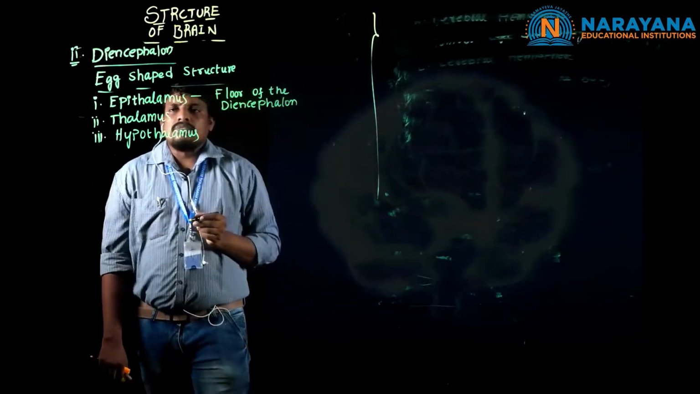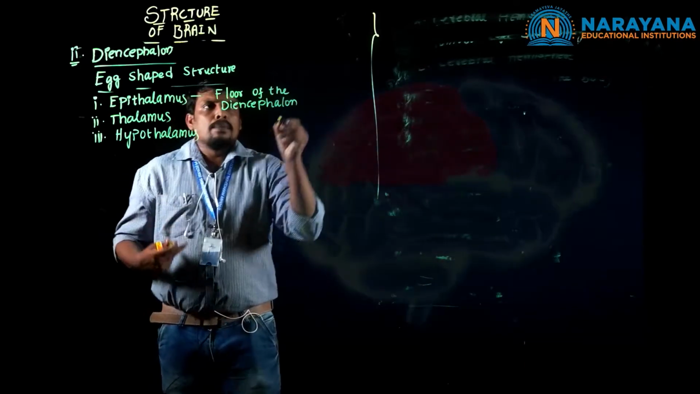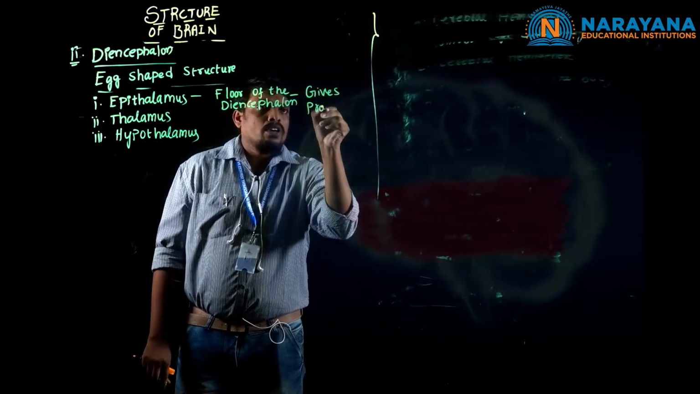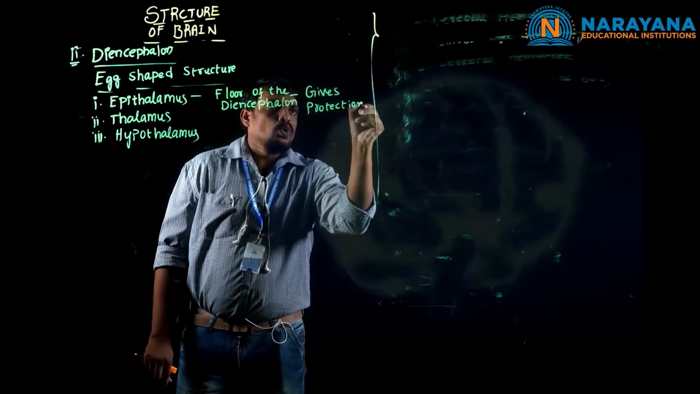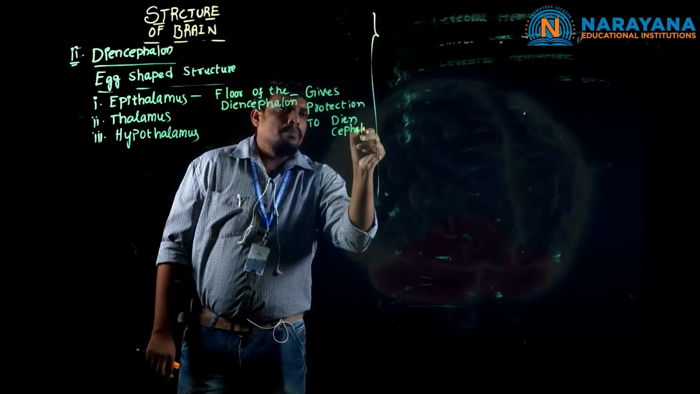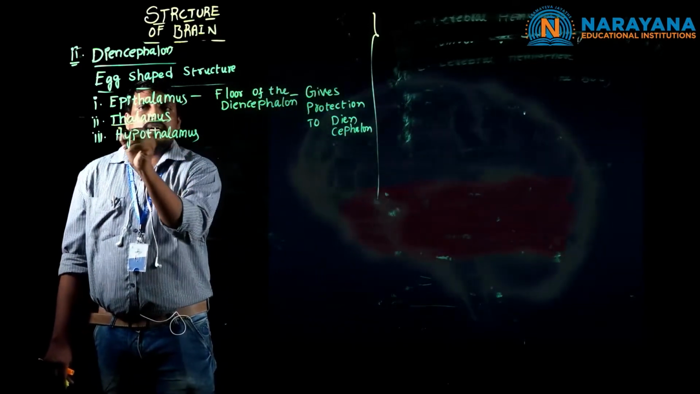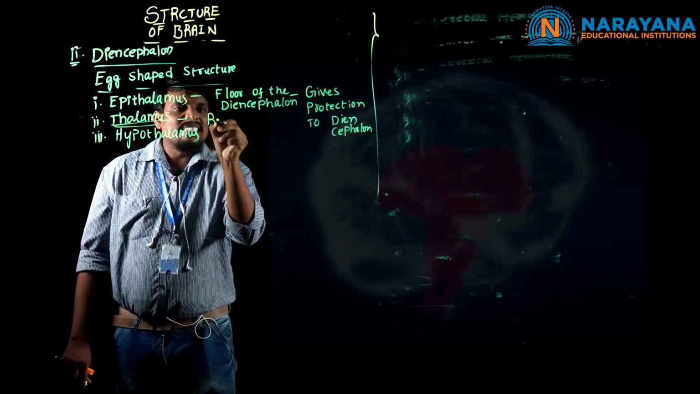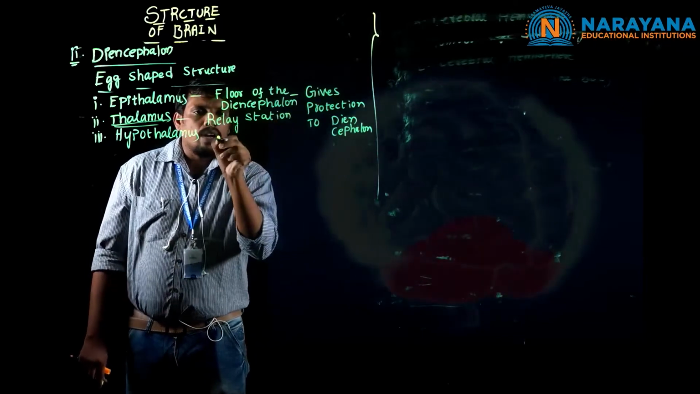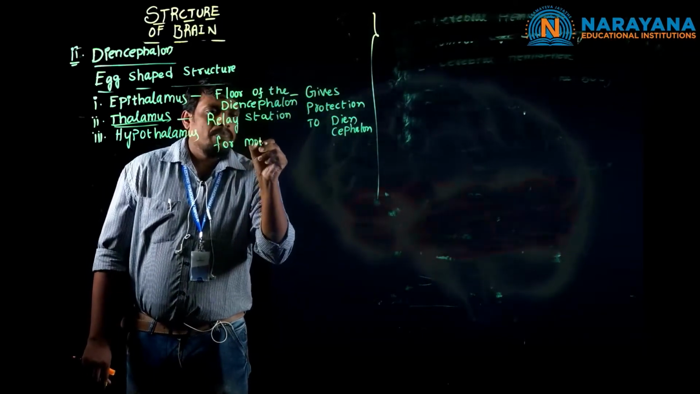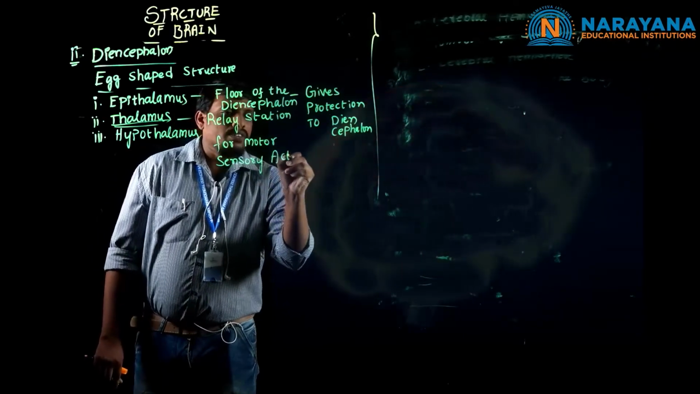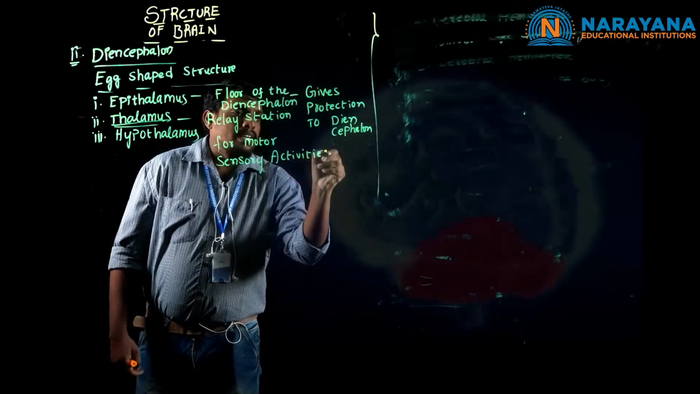Clear? What is the function of epithalamus? Epithalamus gives protection to the diencephalon. Whereas, if you see the thalamus, it is a relay station for motor and sensory activities.